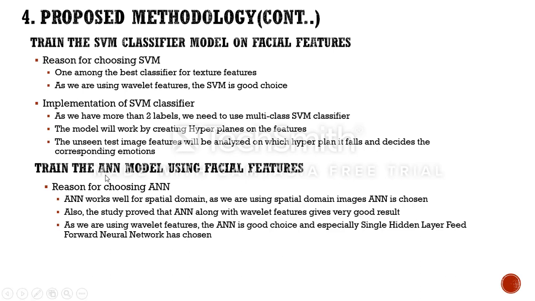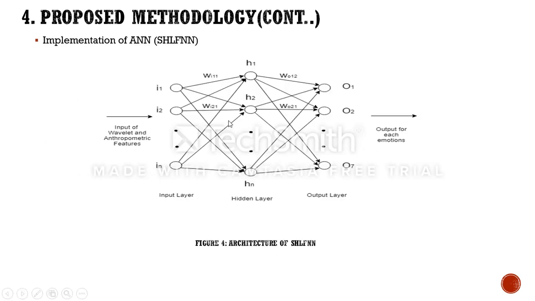Why do I want to use the artificial neural network? As we all know, an artificial neural network works well for the spatial domain, and I'm going to use images which are in the spatial domain. Based on the literature, I could say ANN has worked very well for wavelet features. So I thought ANN would be a good choice for my project. Specifically, I'm using a single hidden layer feed-forward neural network. This is the architecture, with the input layer, hidden layer, and output layer.